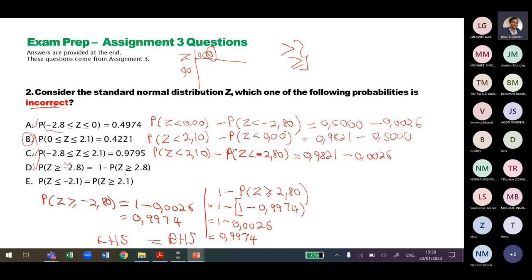E says the probability of Z less than minus 2.1 is equal to the probability of Z greater than or equal to 2.1. You also need to validate those two statements. Let's check the left-hand side. What is the answer for the left-hand side? The left-hand side says the probability of Z less than minus 2.10.